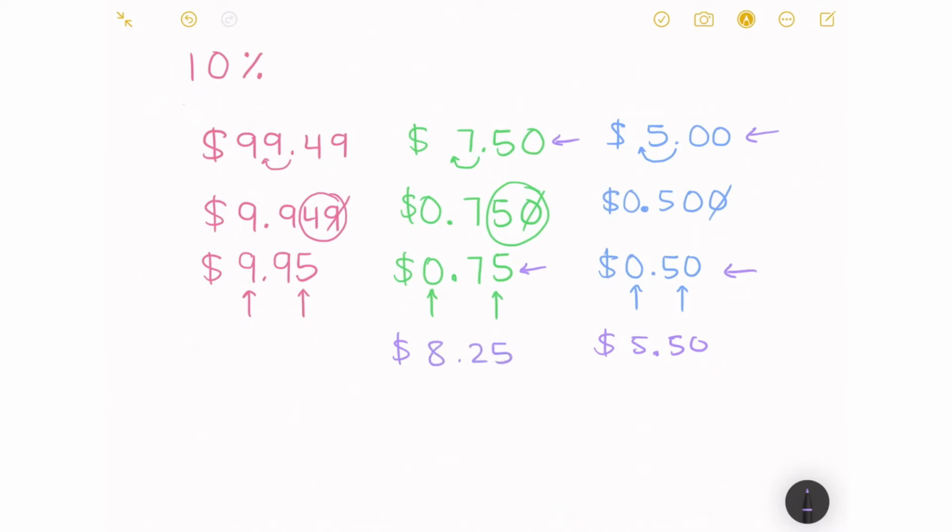Okay, the last one's a little bit more involved, so we'll round everything up. Our initial price is $99.49. Just for ease, let's say $99.50. And our tax is $9.95. Let's just say $10. So $99.50 plus $10 is $109.50.